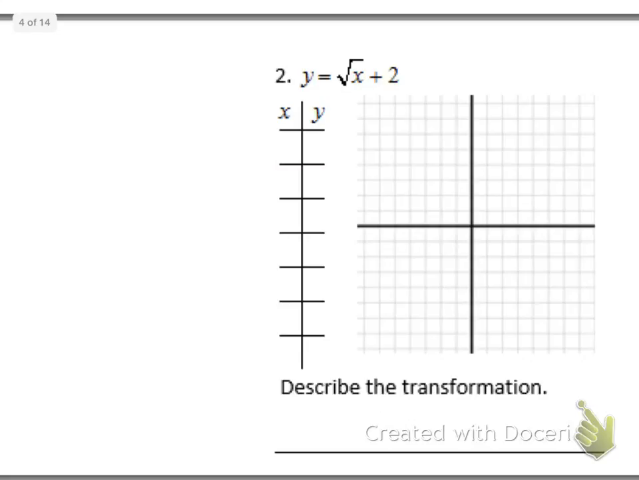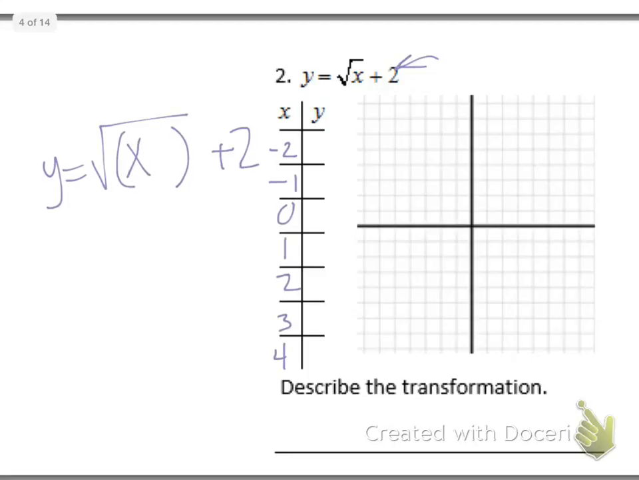Okay, so what's going to happen to my parent function when I have a +2 on the outside? If we think back to when we did absolute values, each little number represented something on where it was at. Okay, so if I put in -2, -1, 0, 1, 2, 3, 4. In your graphing calculator, you can type this equation in. Just make sure you press your square root button, you press your x, and then you end your parentheses so the +2 is on the outside. After you type it in, if you press graph, you should get the graph.